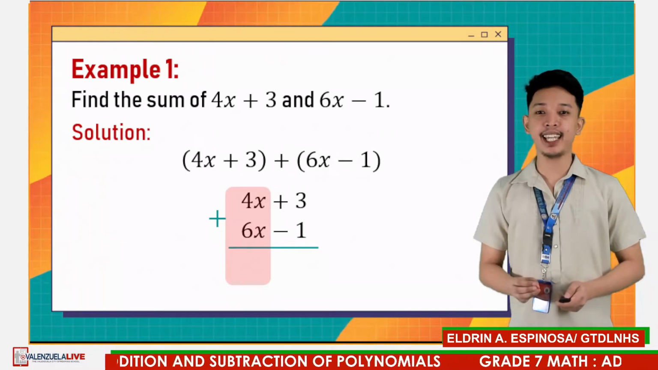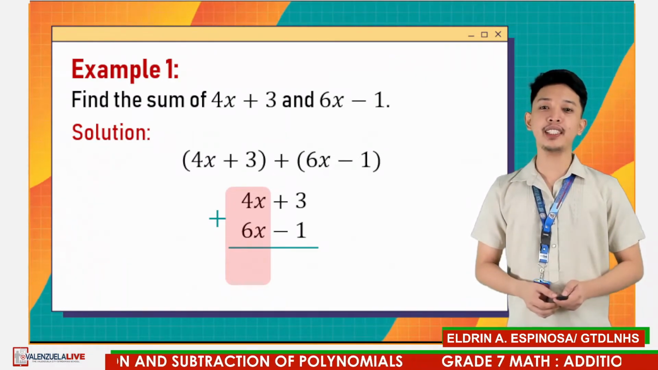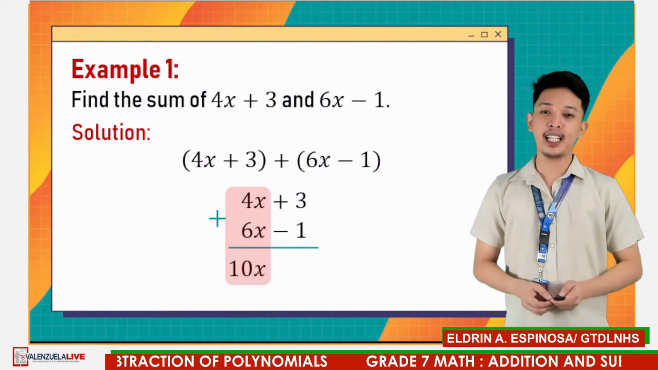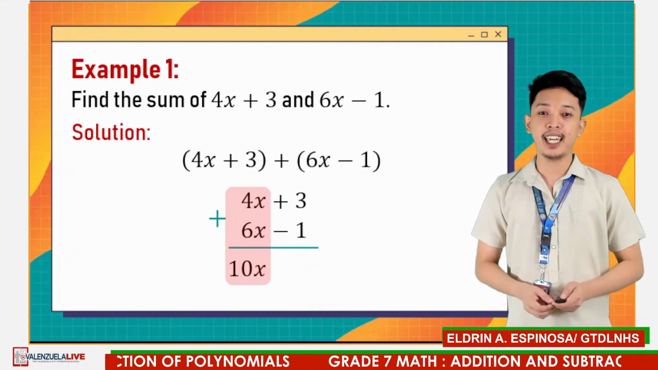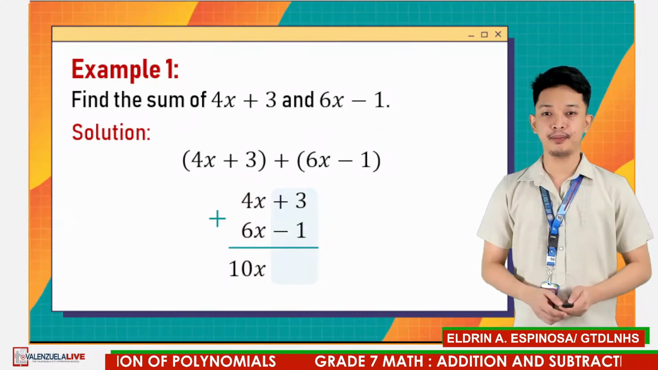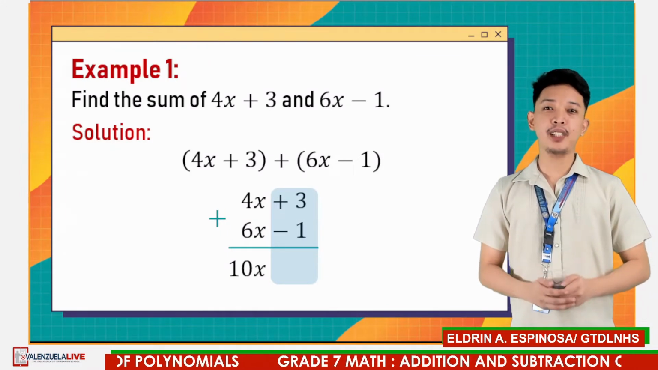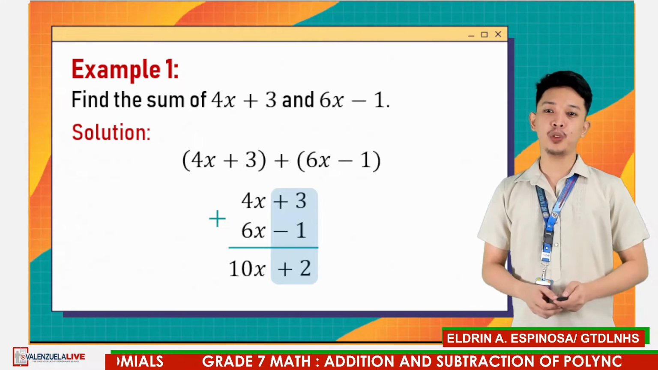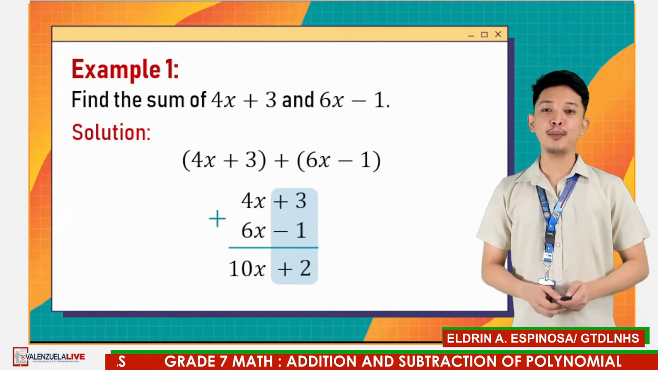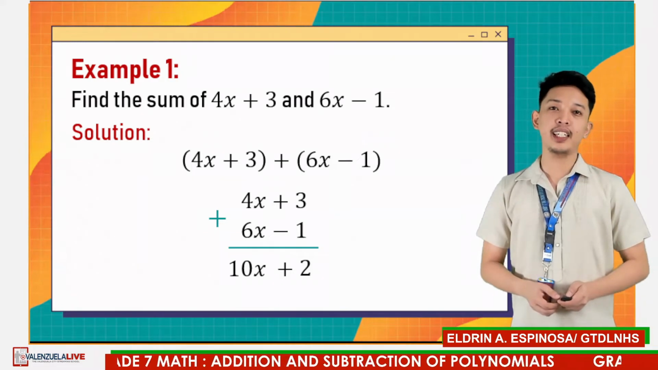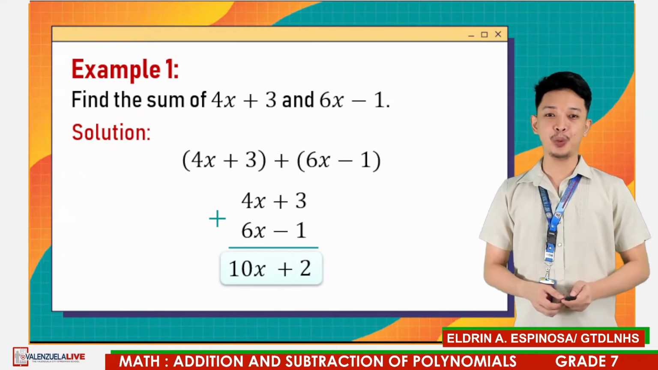4x plus 6x, add the numerical coefficients, 4 plus 6 is 10. Then copy the literal coefficient, which is x. So we will have 10x. Next, positive 3 plus negative 1 is equal to positive 2. Thus, the sum of 4x plus 3 and 6x minus 1 is 10x plus 2.